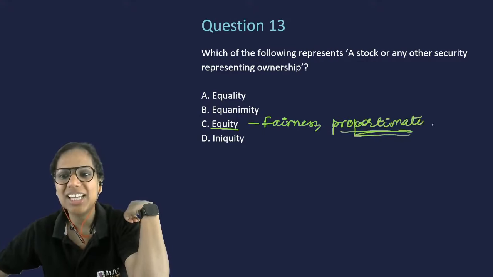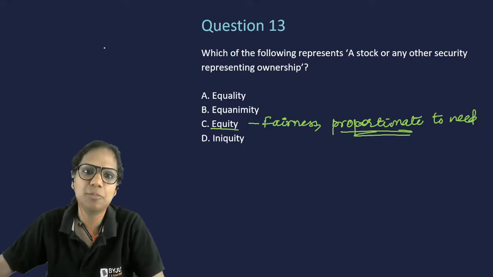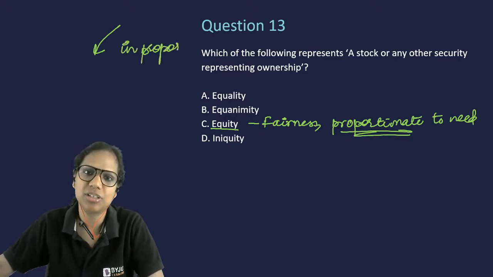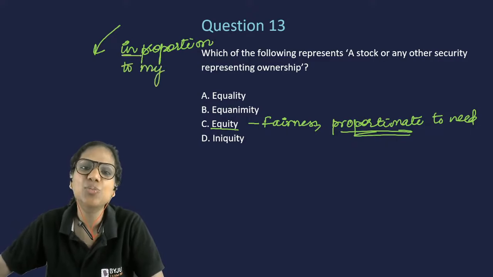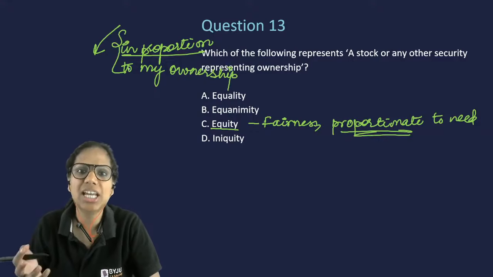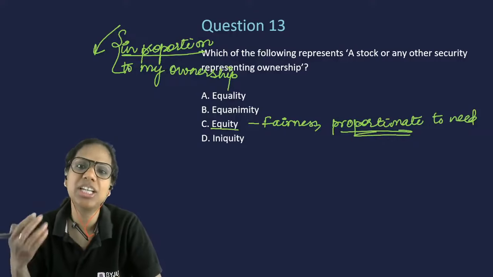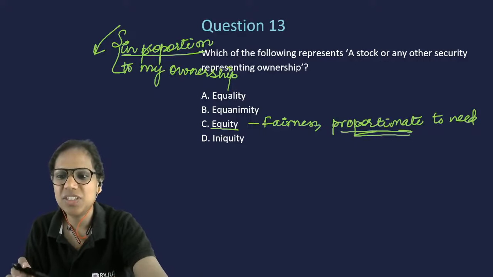Because of this idea itself. If I hold equity shares in a company, I will be given the profits of that company in proportion to my ownership, in proportion to the number of shares that I hold, isn't it? Because my returns are in proportion to my investment, they are not fixed. They are in proportion. That's why it's called an equity share. Okay. Hope this is clear.